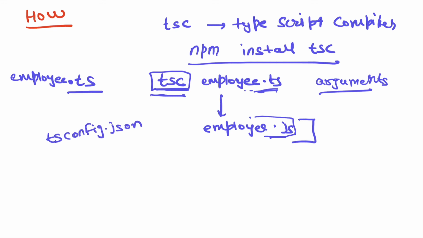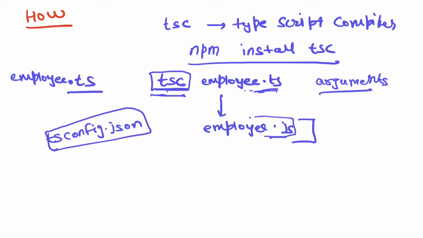So whenever you run the tsc command now, it will use tsconfig.json, and it will use all the configuration related to tsc which is available in tsconfig.json, and then after that it will compile and convert your program from TS to JS files. So this is how it works.